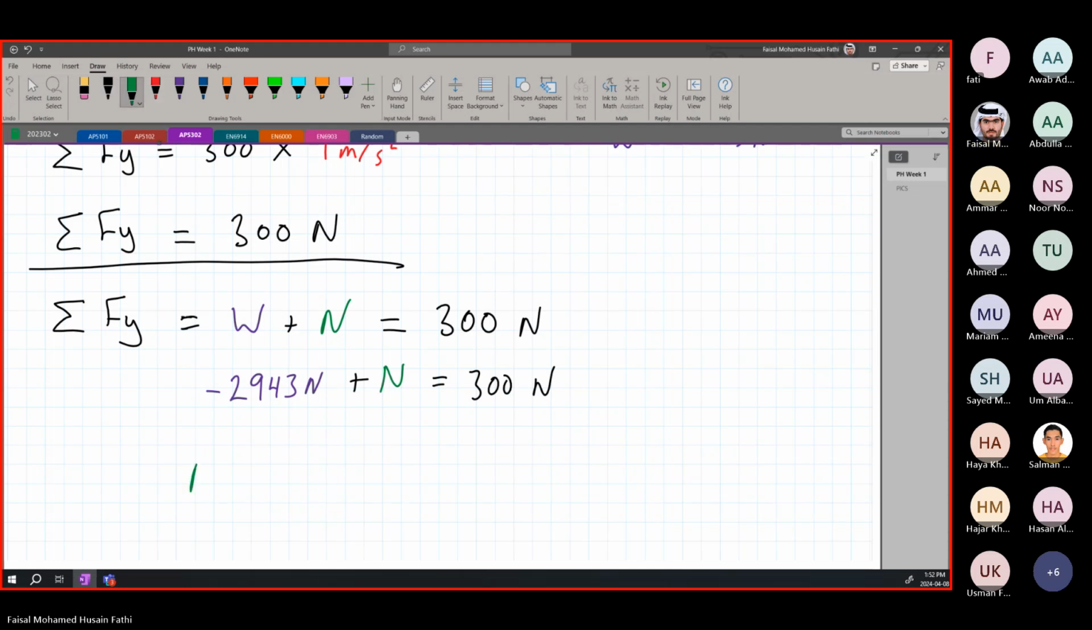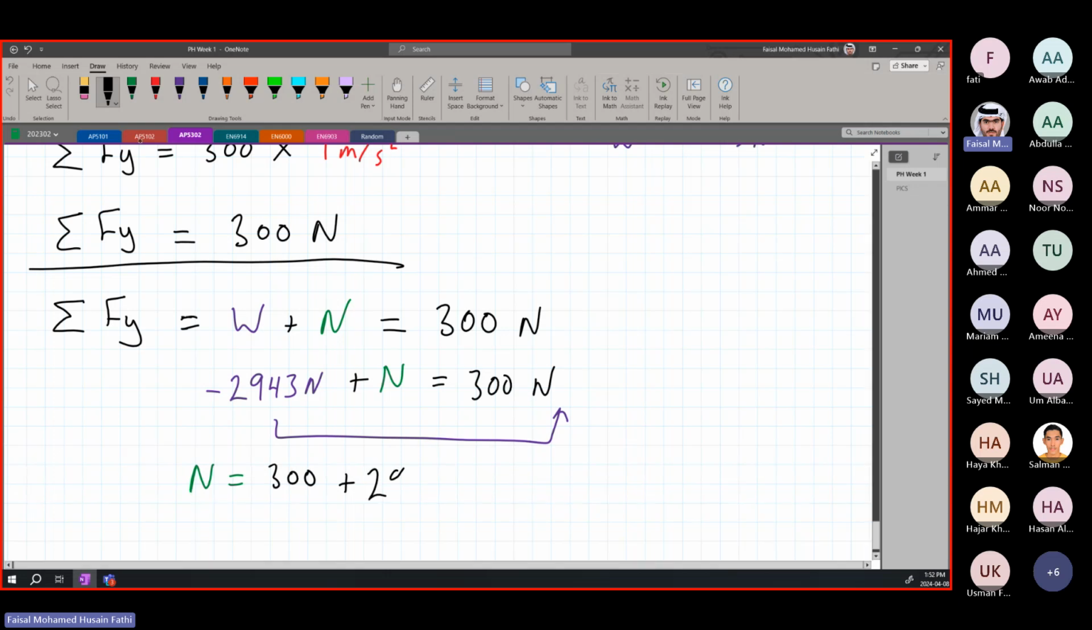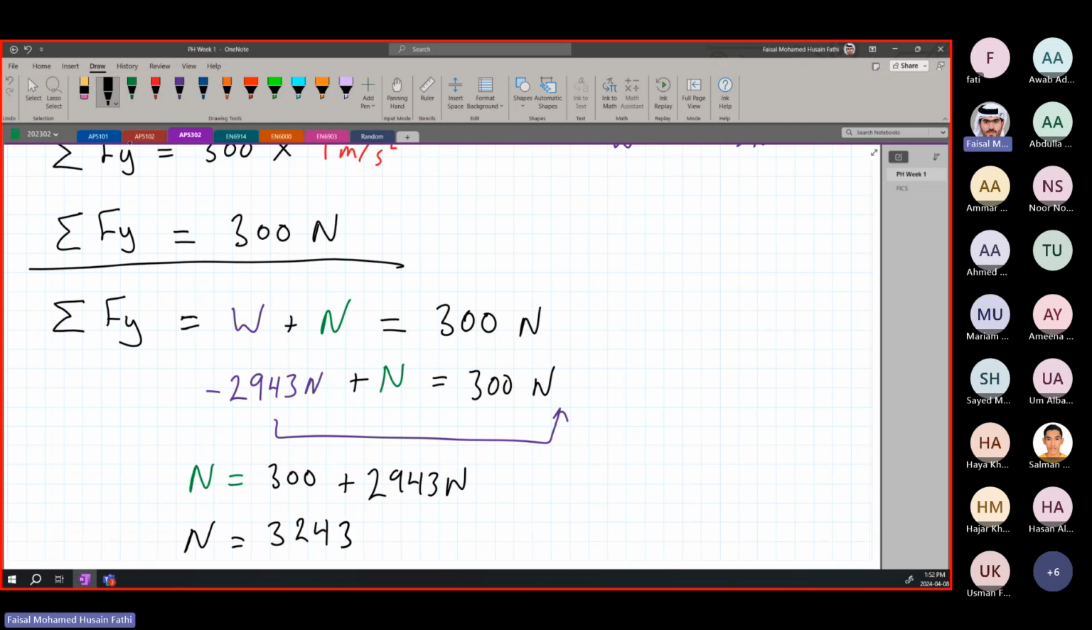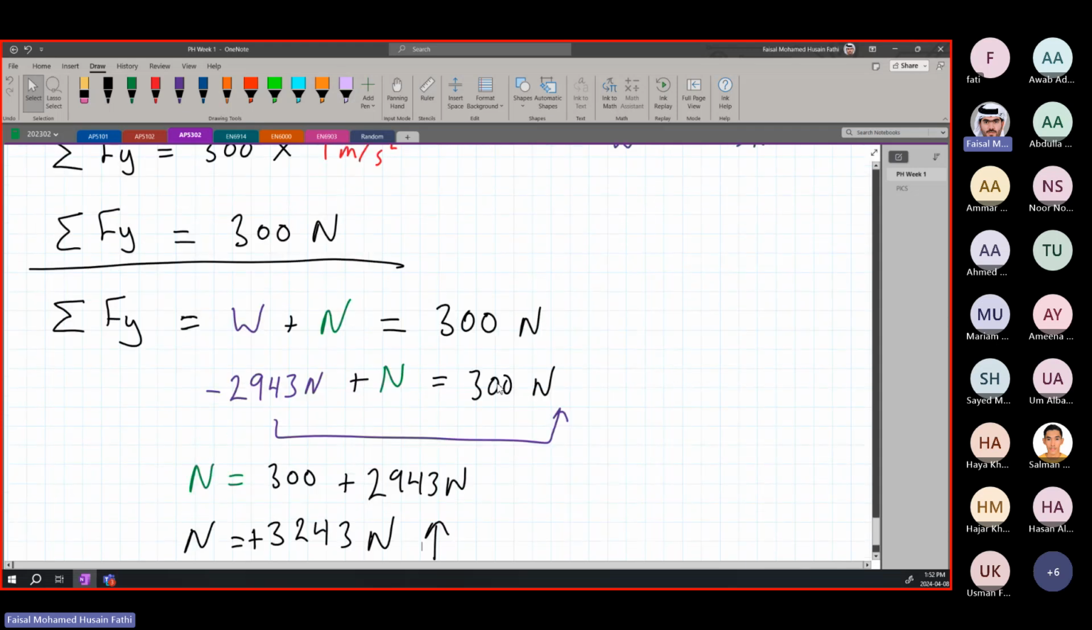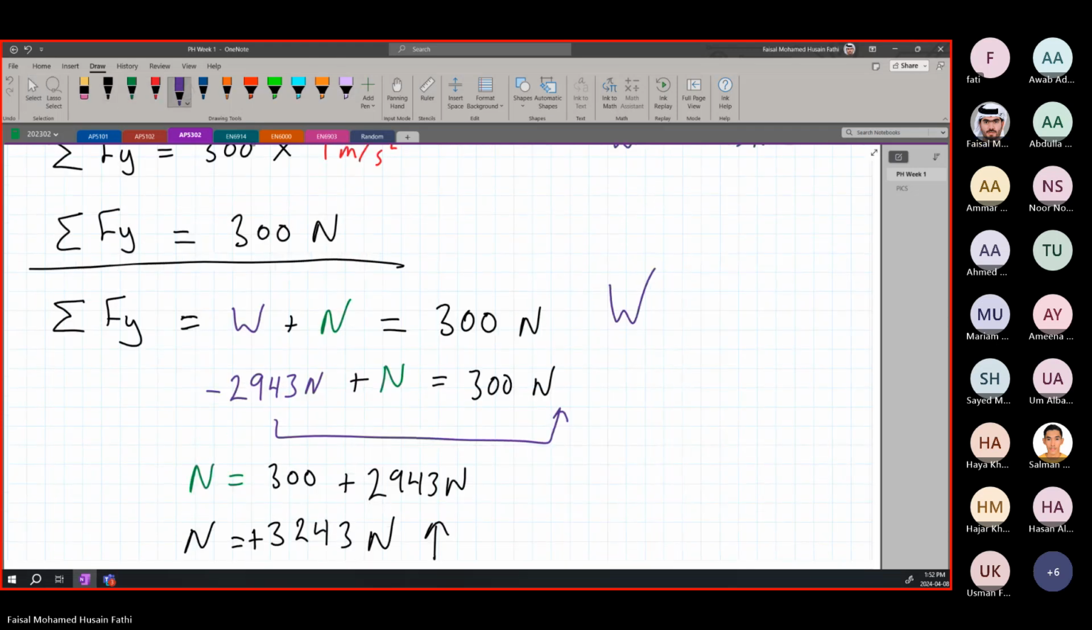So N is going to be equal to, if we just take this to the other side, 300 plus, since it's minus over here, it becomes plus 2943 newtons. N is equal to 3243 newtons. And since it is positive, we know that it is upwards. This is how you would solve it. See now, in this case, N and W are not equal.